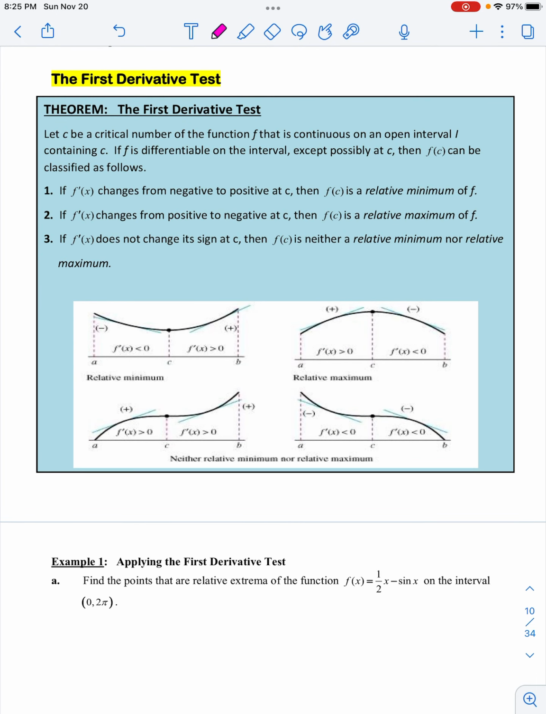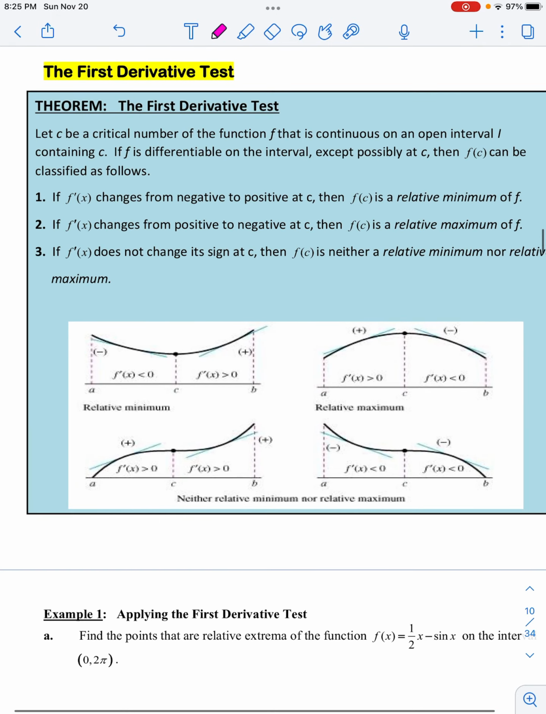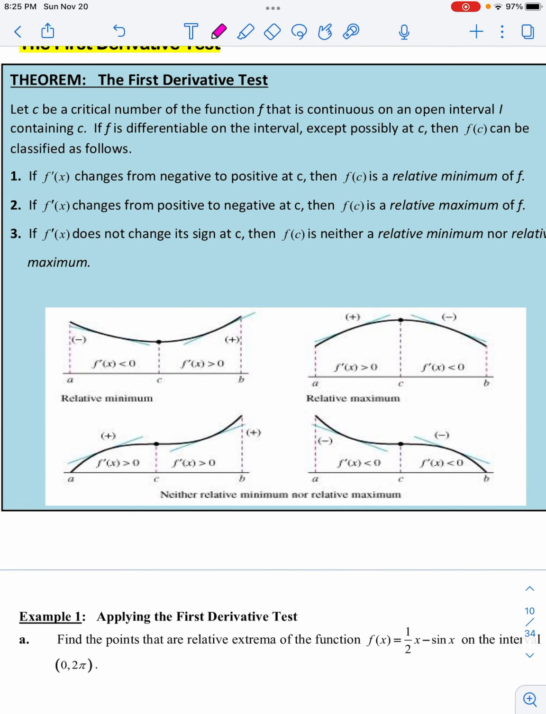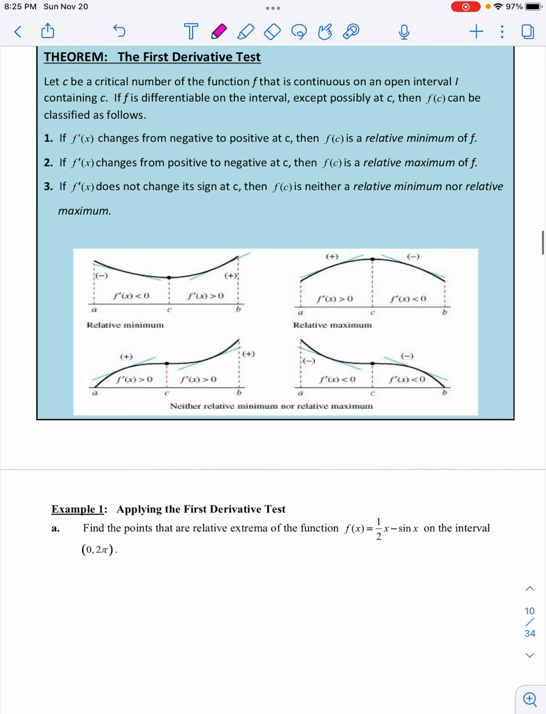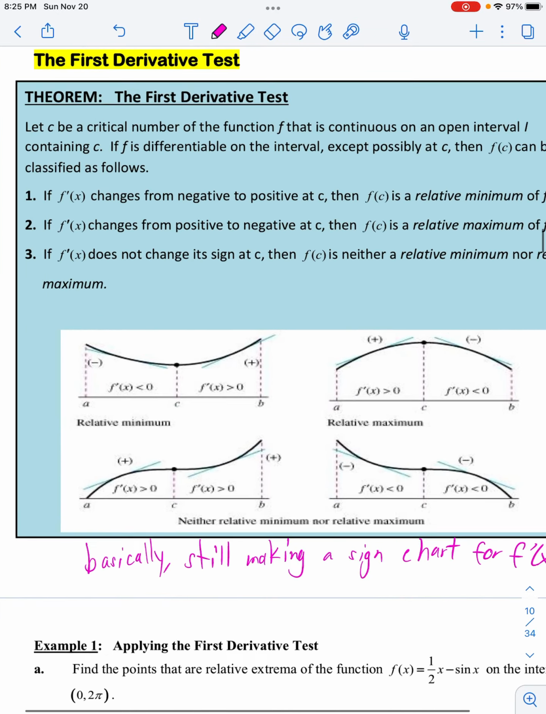We use the first derivative test. Basically, let me boil this down. What this boils down to is you're still making a sign chart for f prime of x, okay? You make the sign chart, okay?